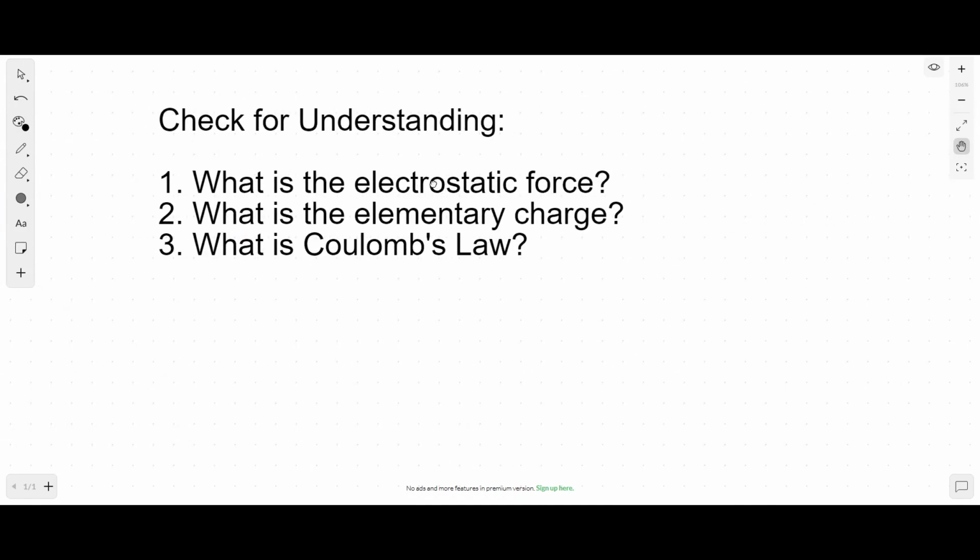Now with that, let's pause here and check for your understanding. First question asks, what is the electrostatic force? Second is, what is the elementary charge? And third is, what is Coulomb's law?